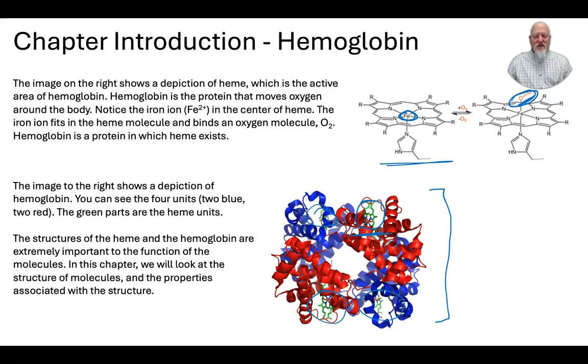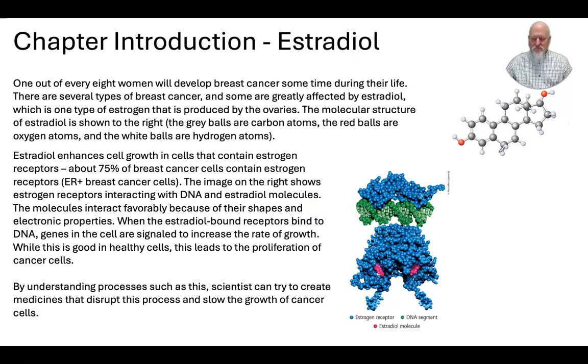Okay, so the second one I want to show you is estradiol. Estradiol is a type of estrogen that exists in cells, and what happens is the estradiol will bind to this big blue thing that's called an estrogen receptor, and the estradiol fits perfectly into the estrogen receptor in these little pockets, in those pink pieces. That's the estradiol. It just fits right into the estrogen receptor.